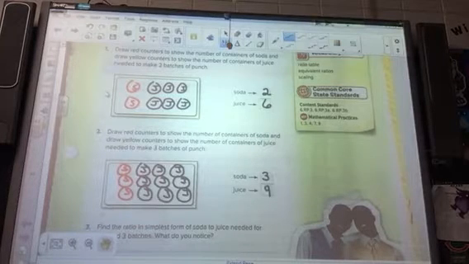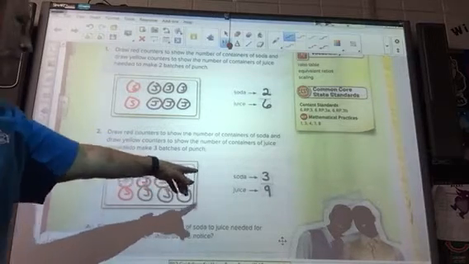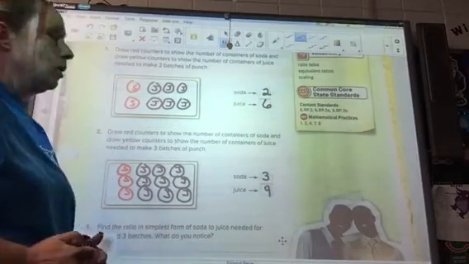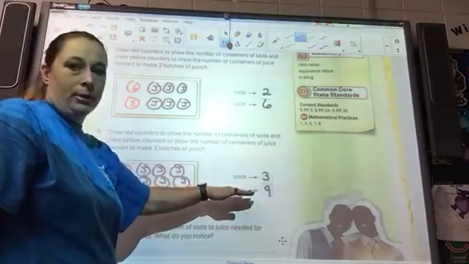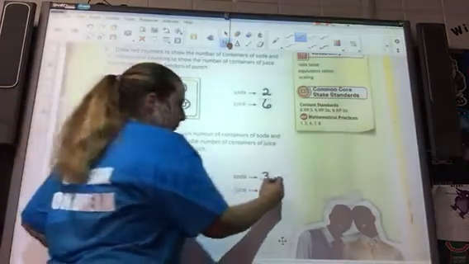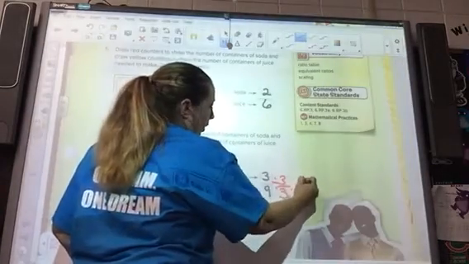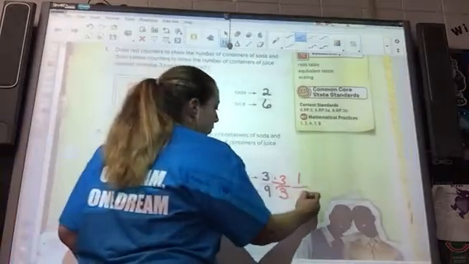The last one says, find the ratio in simplest form of soda to juice needed for 3 batches. So if we simplify 3 over 9, can we divide 3 into 9? Remember, always look at that numerator, see if it can go into the denominator. And it can. So we're going to divide by 3. And 3 goes into 3 once. And 3 goes into 9 3 times.